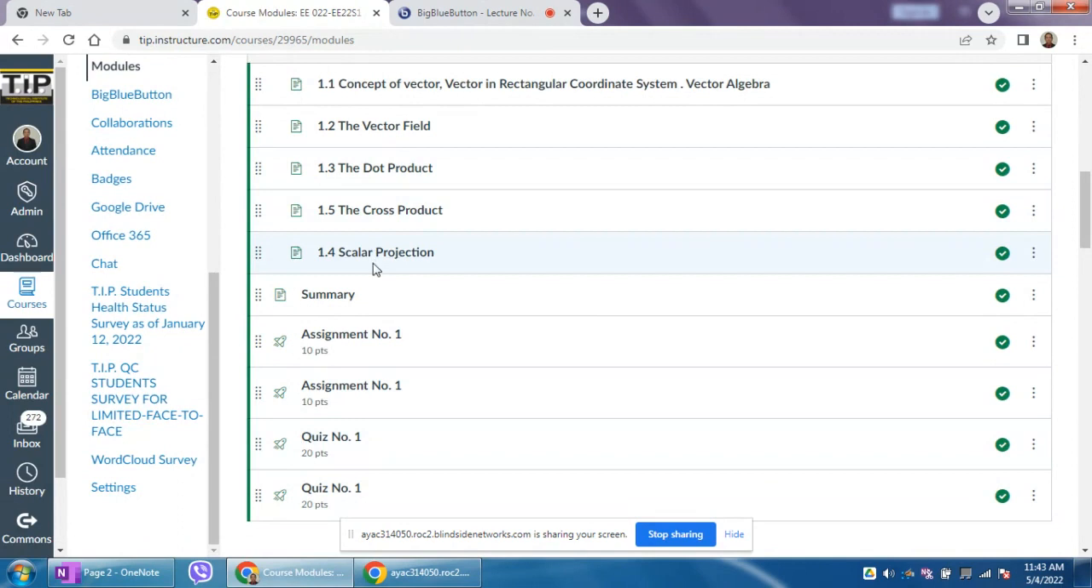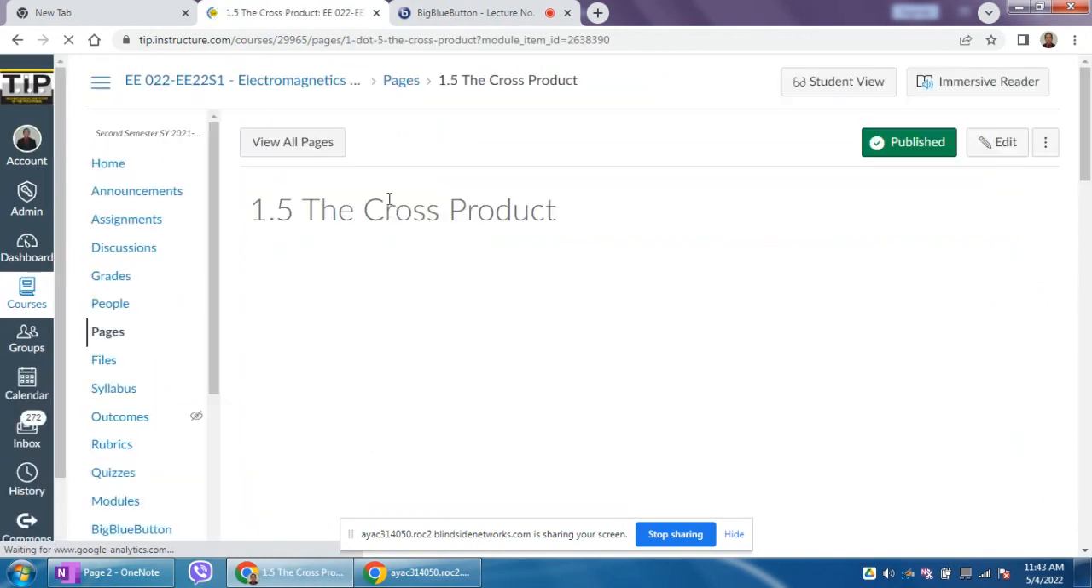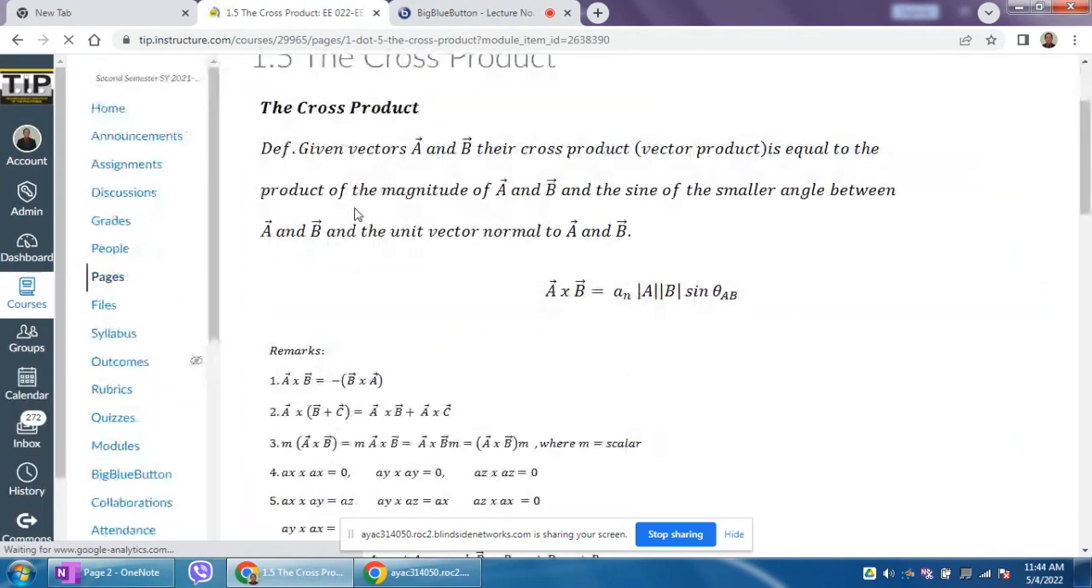Okay, so 1.5. Maybe 1.4 ako dito. 1.6 dapat ito. Typo error lang po ako. So, cross product. So cross product naman po, given two vectors A and B, their cross product is equal to the product of the magnitude of A and B and the sine of the smaller angle between them. Ito po yung formula natin.